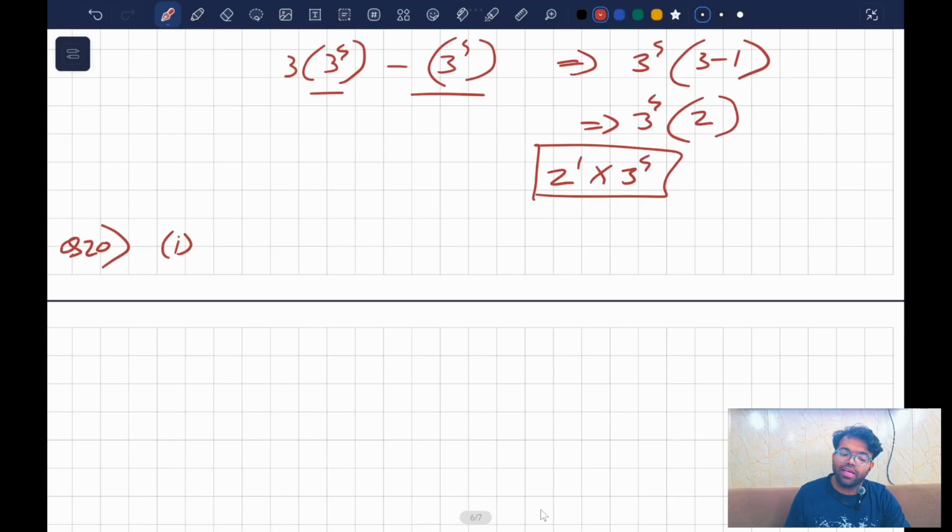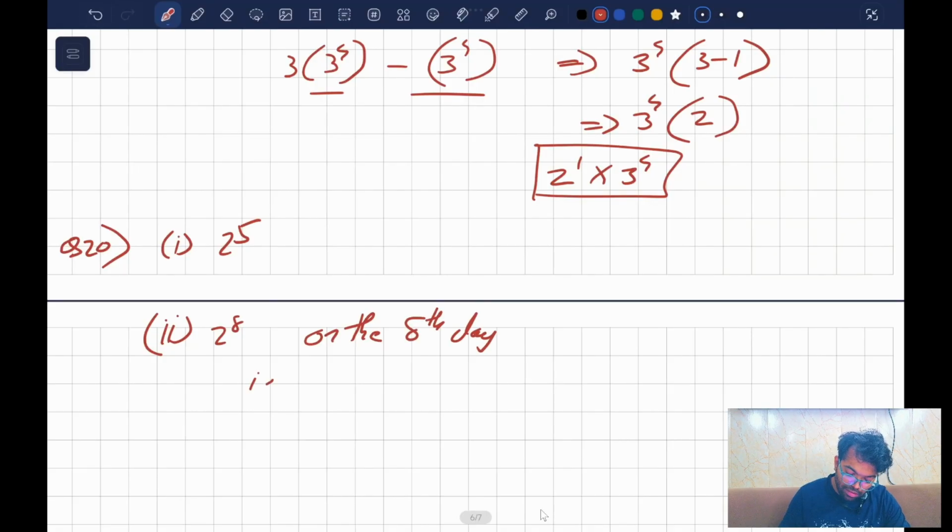The number of people infected in day 5 will be how much? 2 to the power of 5. Number 2. On which day will the number of people infected reach 256? 2, 4, 8, 16, 32, 64, 128, 256. Yes, 2 to the power of 8. On the 8th day, that is 2 to the power 8 is equal to 256 on the 8th day. Okay?